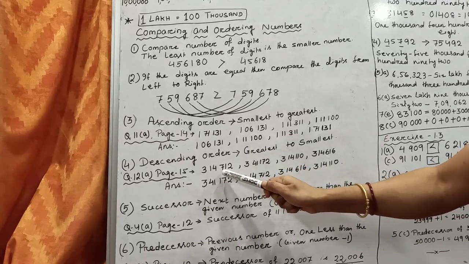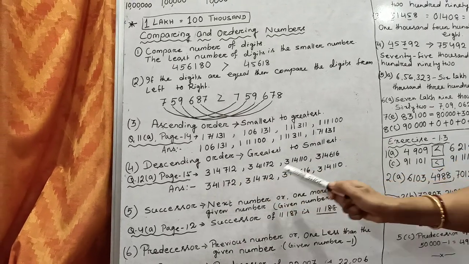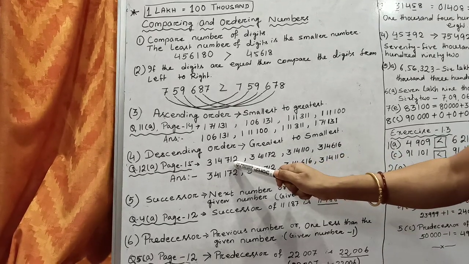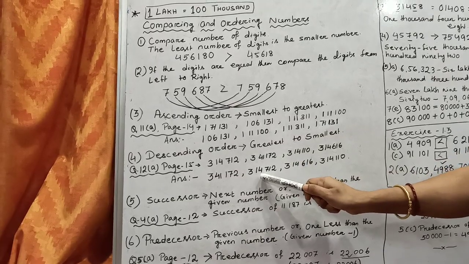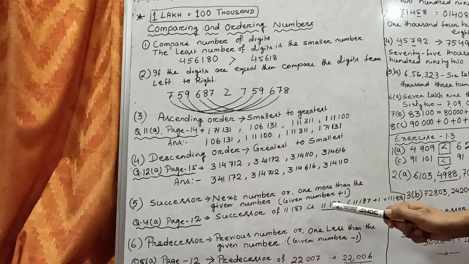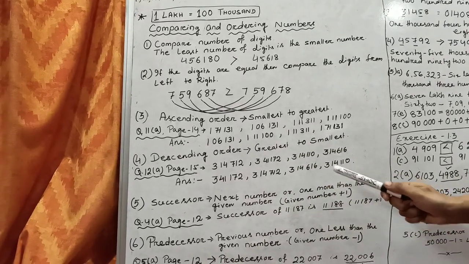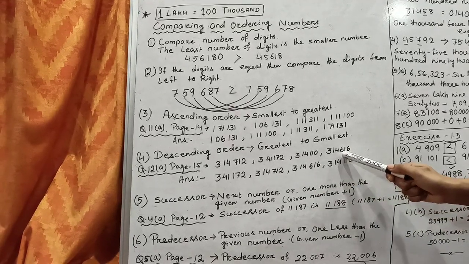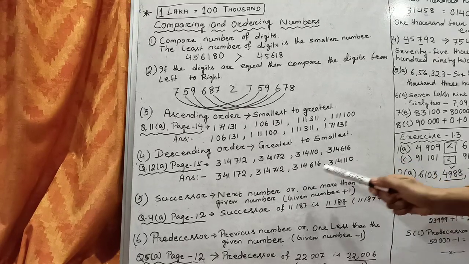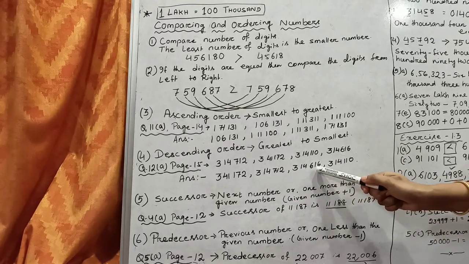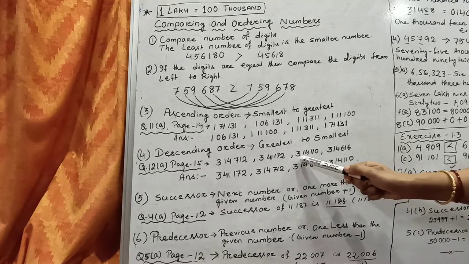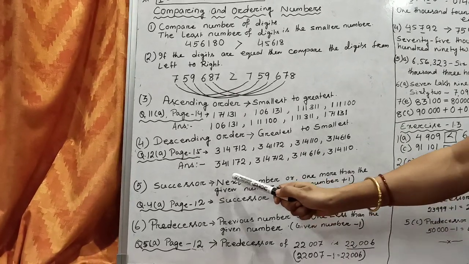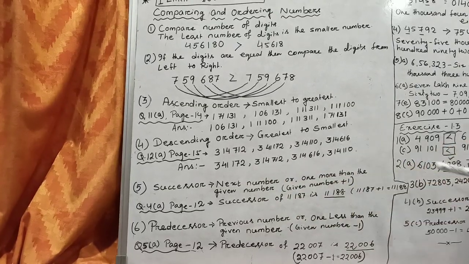Then for the second number, the thousand places are the same, all are 14. Then you check the hundred place. Here is 7, here is 1, here is 6. So the next number is this one, 3,14,712. Then for the third number, compare these two numbers. Here the hundred place is 1, here the hundred place is 6. Then the third number is this one, 3,14,616, and the fourth one is 3,14,110. In this way, you write the numbers in descending order.